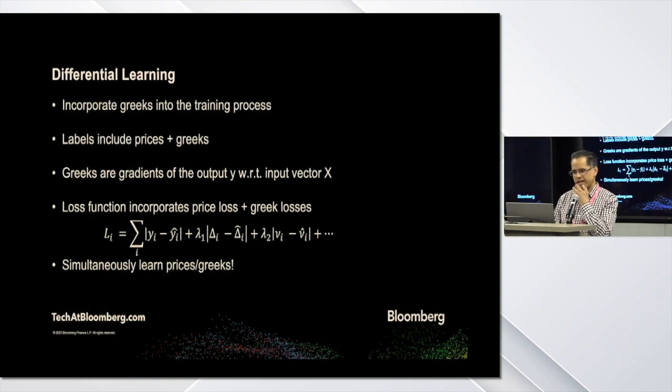We're also looking at techniques like differential learning, where we also incorporate the Greeks into the training process. So previously we were just using the prices, and we were trying to learn Greeks as a side effect. But actually we can also use Greeks inside the training process. So the training samples will contain the prices and the Greeks, and now the labels include prices and Greeks. The Greeks are the gradients. And in the loss function, you also use the Greeks for computing the loss. That way, we can simultaneously learn the prices and Greeks. This is still in the research phase. We haven't had solid results, but this is something we can look at.